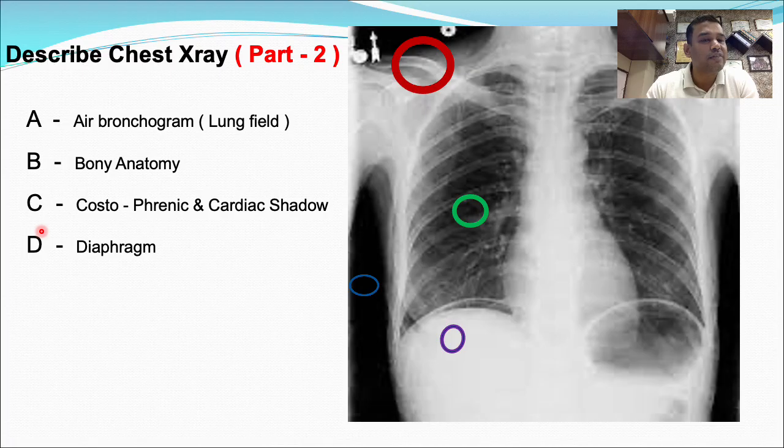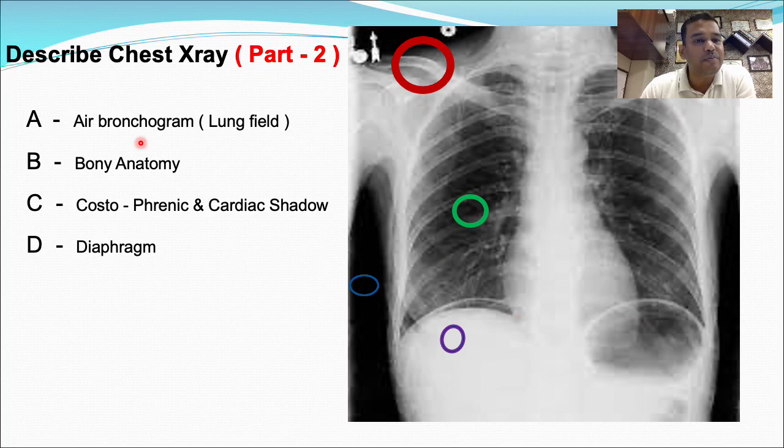First part is to describe whether it's a plain X-ray or a contrast chest X-ray. Then what are the normal shadows you are able to appreciate, and then the dome. So you remember this A, B, C, D. A is for air bronchogram, that is the lung field. B is the bony anatomy. C is the costophrenic angle, and the cardiac shadow. And fourth is the status of the diaphragm.